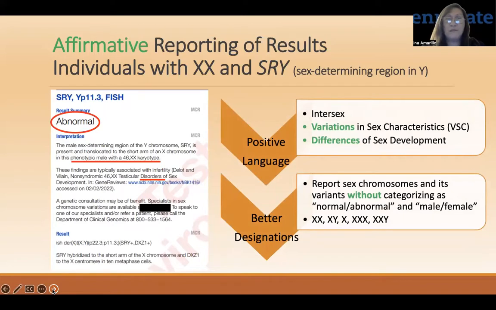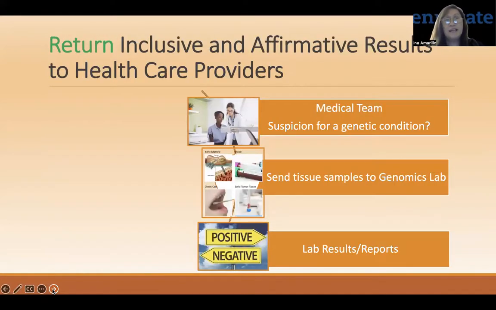And just to sum up what I'm trying to say, even in our laboratory spaces, genetics labs, clinical chemistry labs, clinical microbiology laboratories, and any laboratories that are part of diagnostics, we are really advocating for having positive or improved language, as well as better designations in our laboratory reports. Next, please. And then as we came up with laboratory reports, next, please.